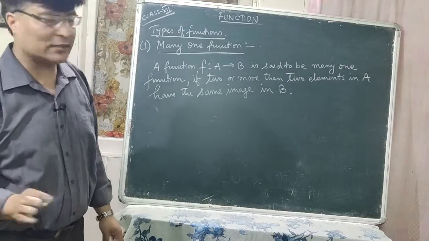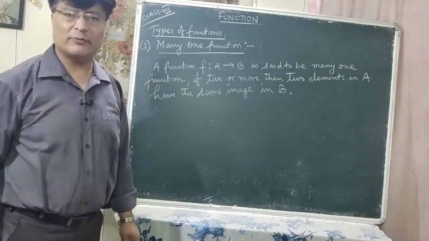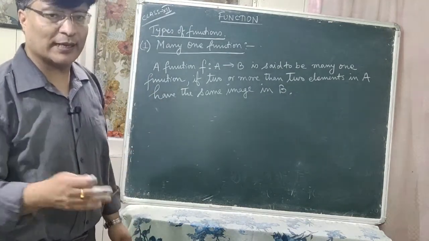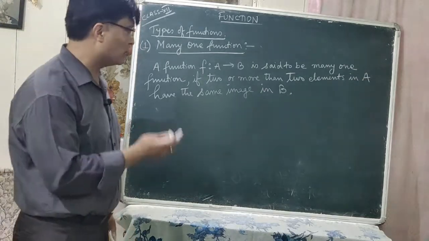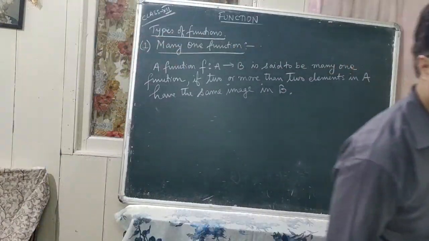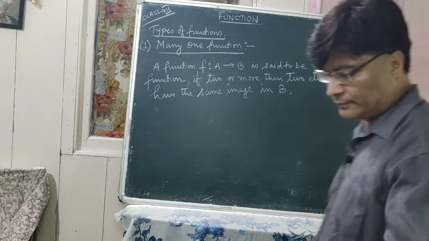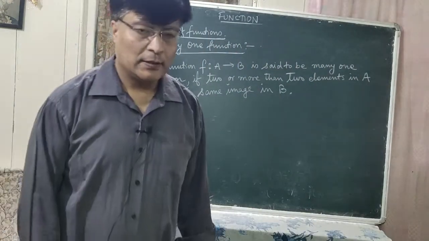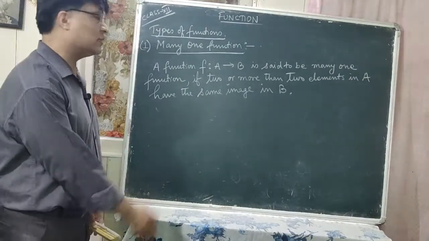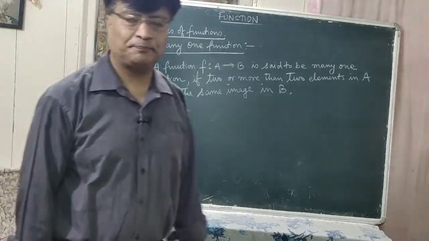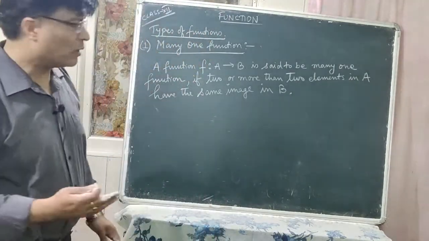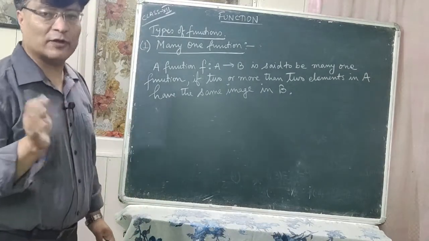So I think I understood it. So this is the definition of many one function. Before this, I showed you an example of many one function. So you can copy it. So I think you have understood many one function. So now let's do 1-1 function.